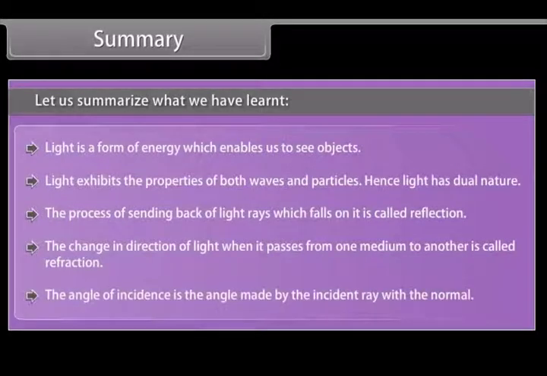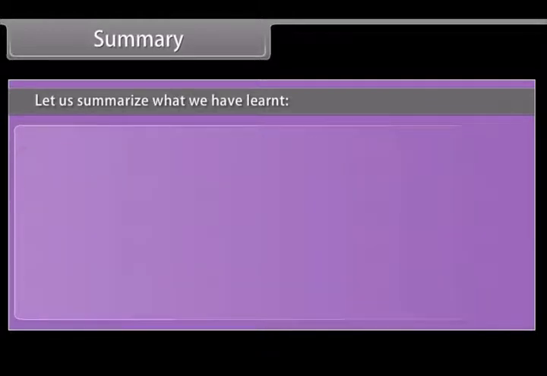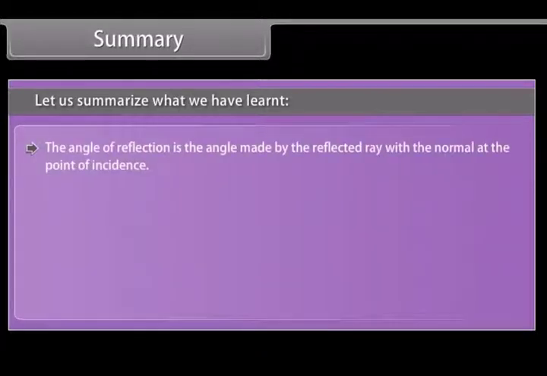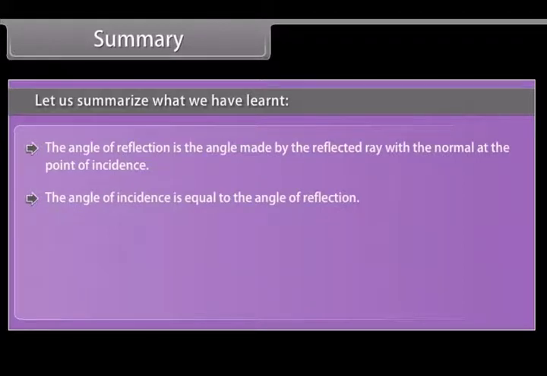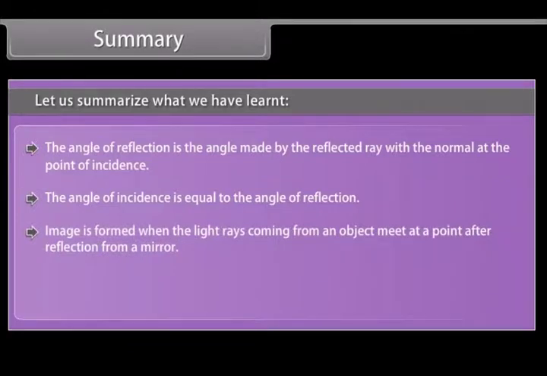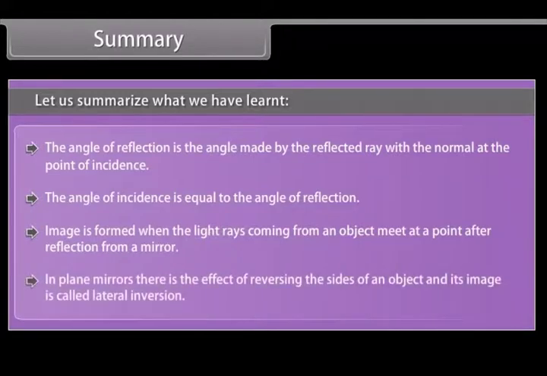The angle of incidence is the angle made by the incident ray with the normal. The angle of reflection is the angle made by the reflected ray with the normal at the point of incidence. The angle of incidence is equal to the angle of reflection. An image is formed when the light rays coming from an object meet at a point after reflection from a mirror. In plane mirrors, there is the effect of reversing the sides of an object and its image, called lateral inversion.